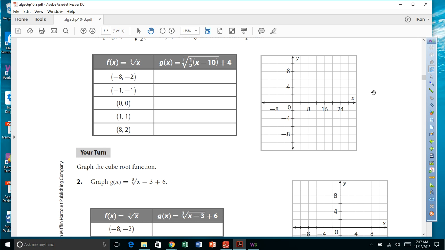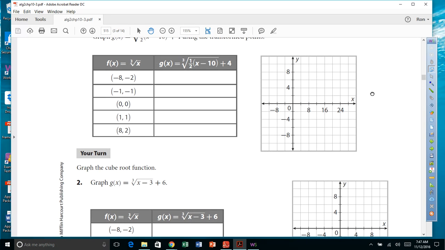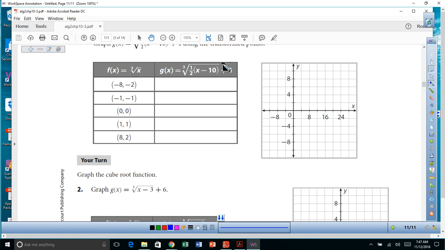All right, we'll do that. So let's take a look at it. h is 10, k is 4, and we have b equals 2. So how are we going to do that? We're going to take 2 times x plus 10, and then y plus 4.